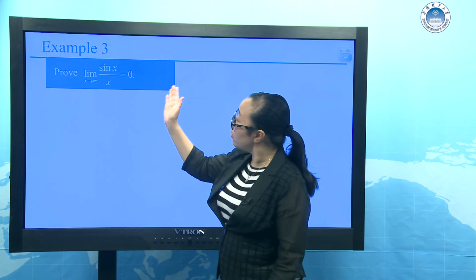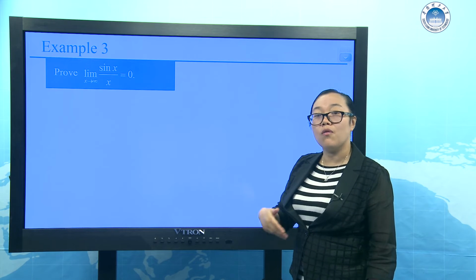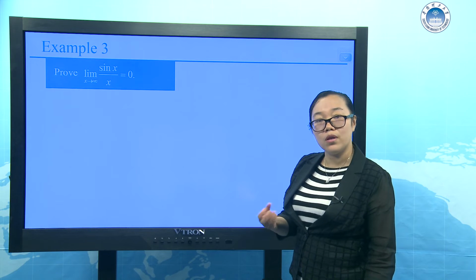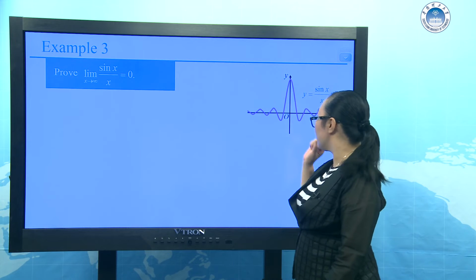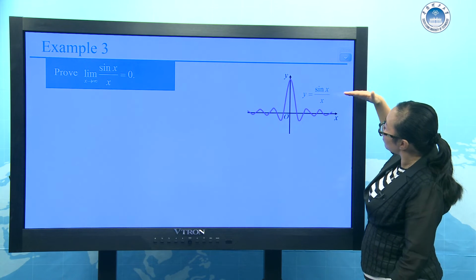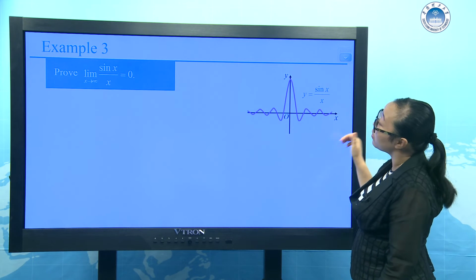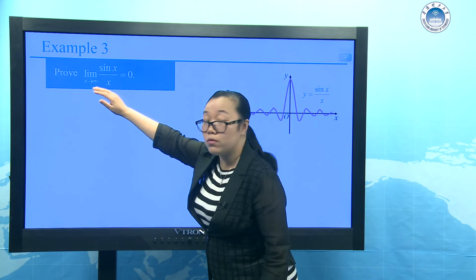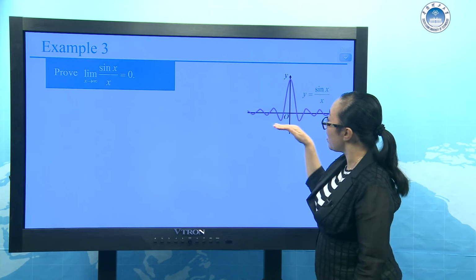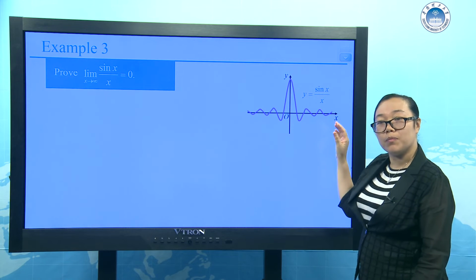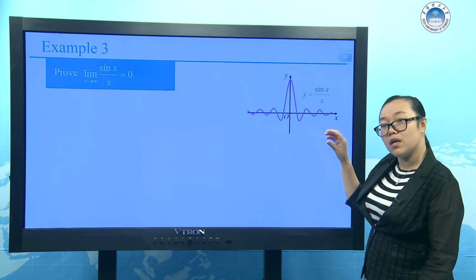Now look at example 3. Prove the limit equals 0. This is a proof question. How to prove? Try to find our epsilon and delta, our epsilon and our capital M in the mathematical language. Look at the figure. y equals sin x over x. In some mathematical software, we can draw the corresponding figure if x tends to infinity, including two cases, positive infinity and minus infinity. At this time, the pink curve is as close as possible to the x-axis, meaning it tends to 0.